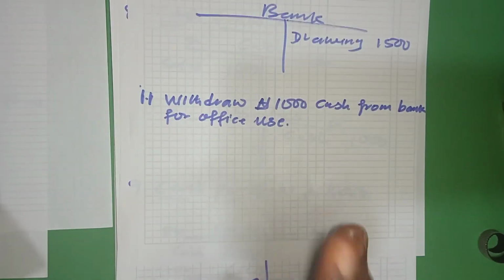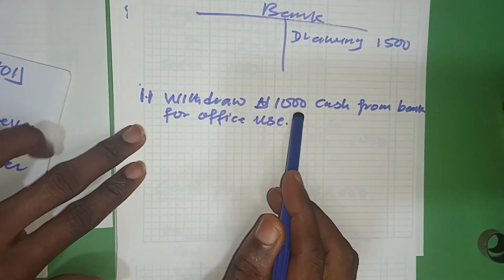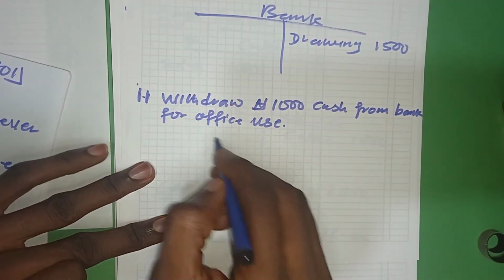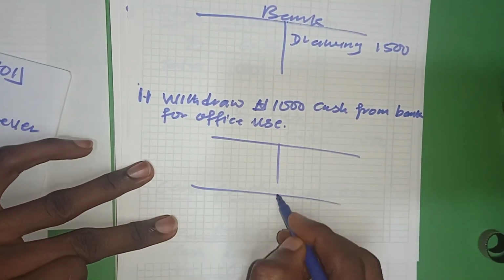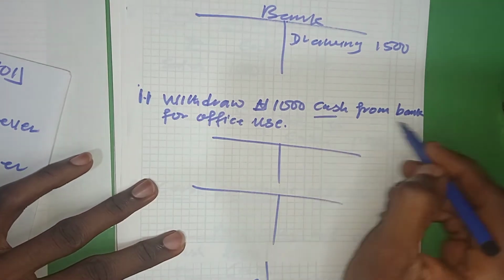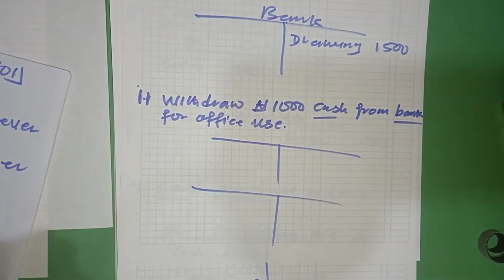Now, let's check the second withdrawal. Withdraw 1,000 naira cash from bank for office use. Now, this one is for office use. What are the two accounts here? The two accounts you see here are cash and bank.